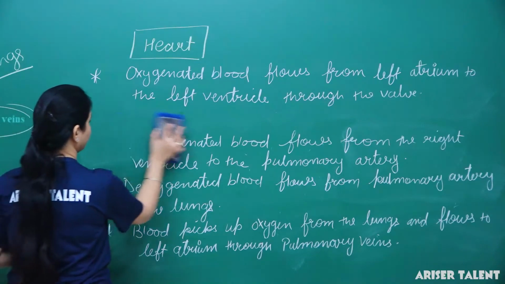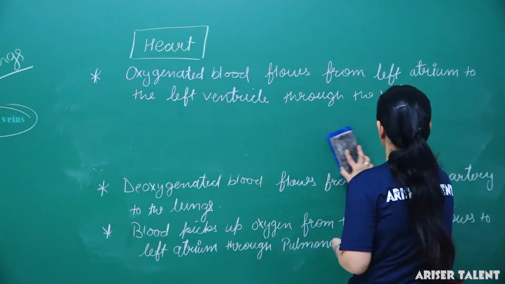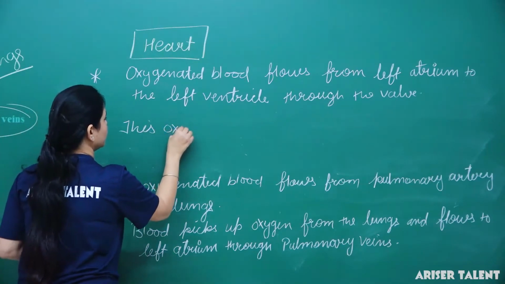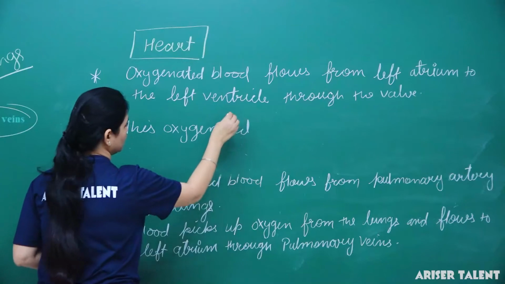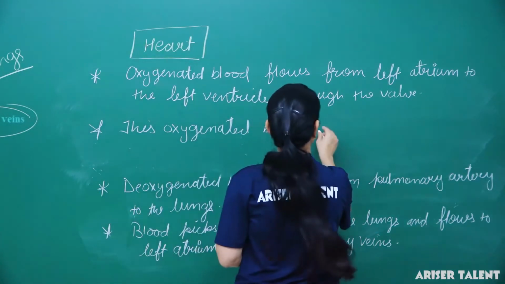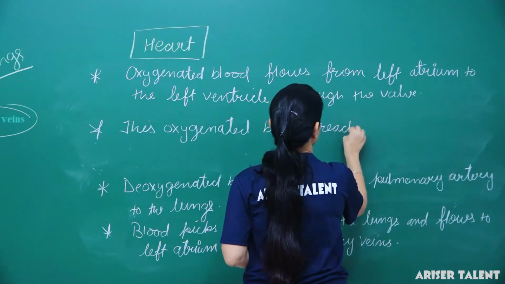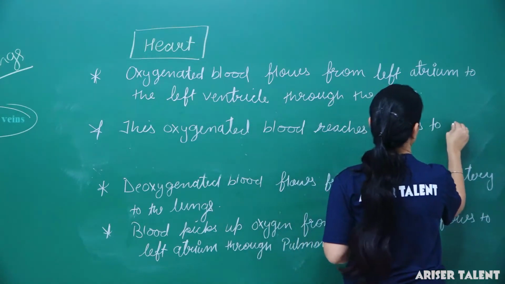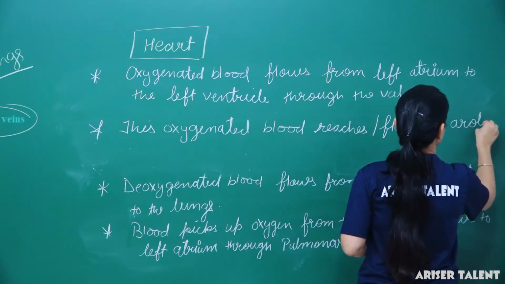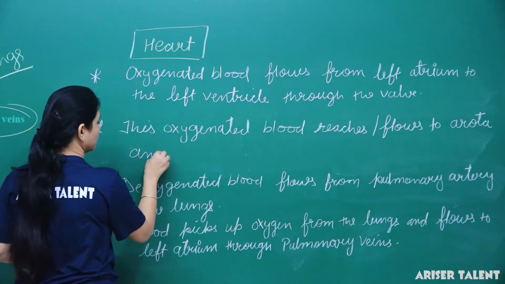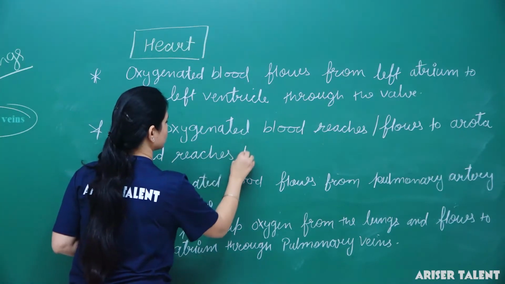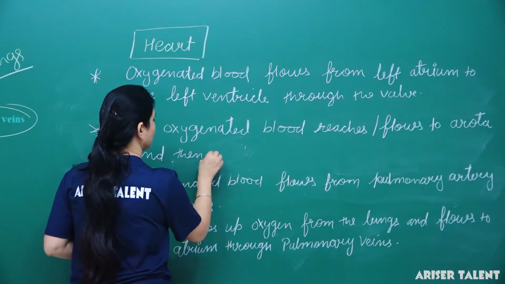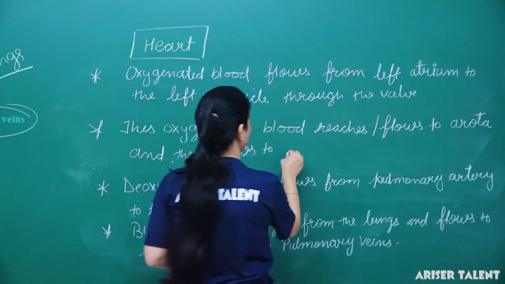Now from the left ventricle the oxygenated blood flows to the different parts of the body through the aorta. Okay, this oxygenated blood flows to the aorta, and from here flows to the different parts of the body.